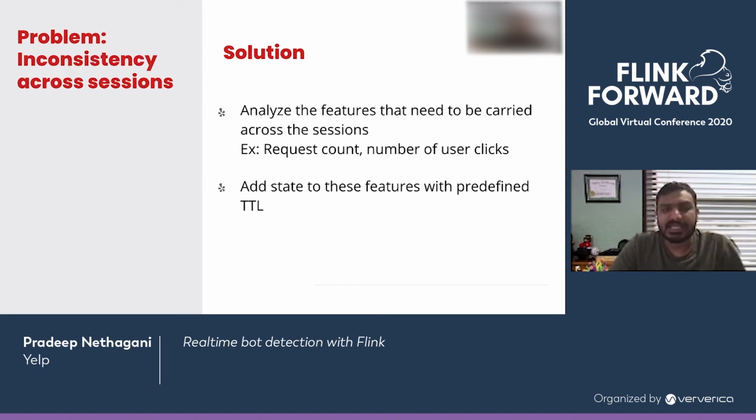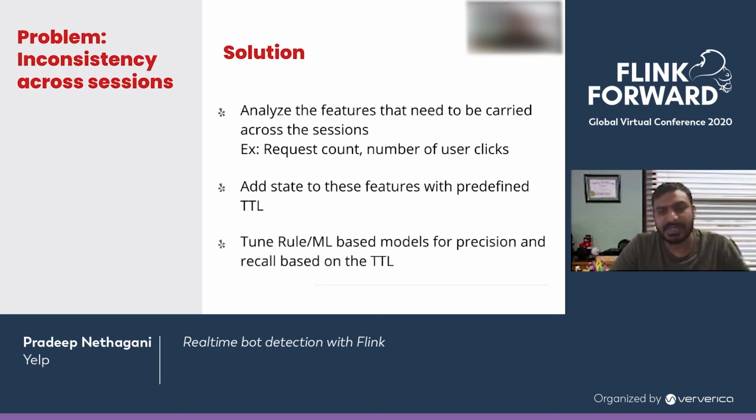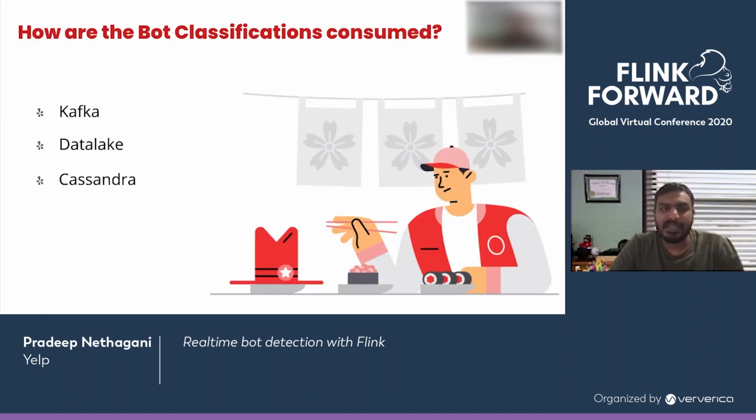Now, how this helps is that it will not only bring the context from the previous sessions, but also help our rule and machine learning based models to tune these features for the TTL defined in this case. So that's how we solve this problem of inconsistency across the sessions, which means now you have the context of the previous sessions, as well as your models are tuned to provide good precision and recall for the defined TTL. Now we talked about some of the problems that we faced during the bot classifications.